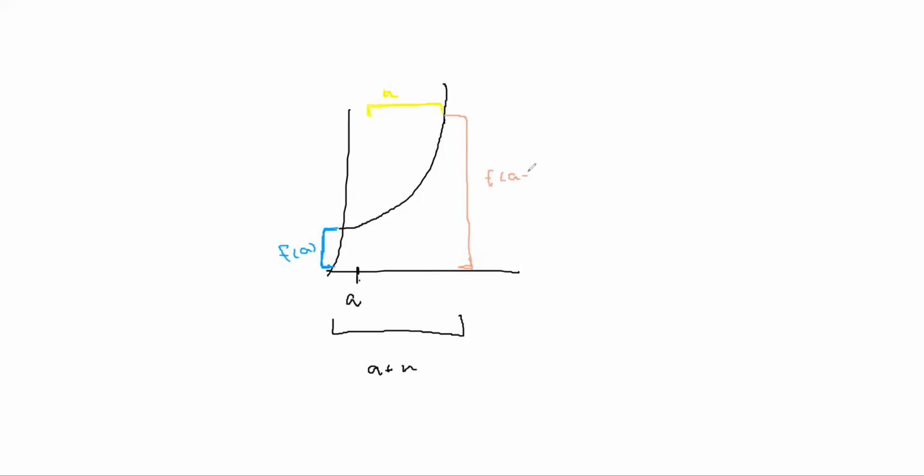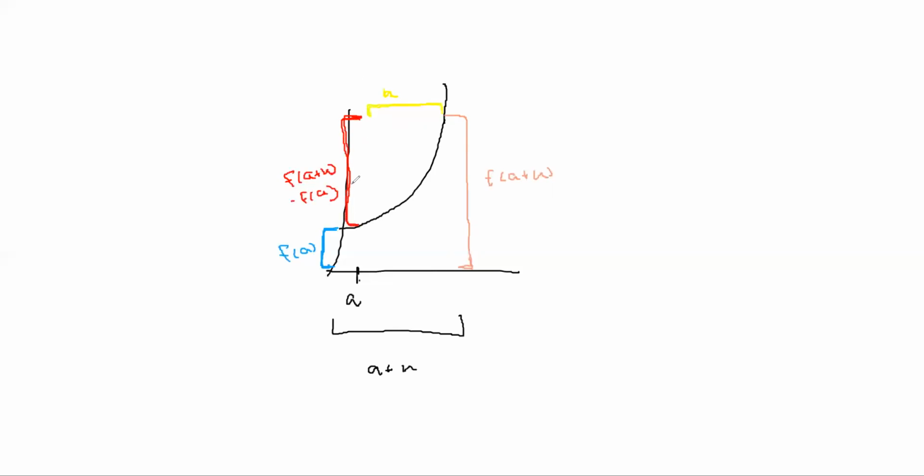F of A plus H. And then, I'm sorry for the drawing being a little off. But if it has a positive slope, you're okay with it, right? Because then this is f of A plus H minus f of A.